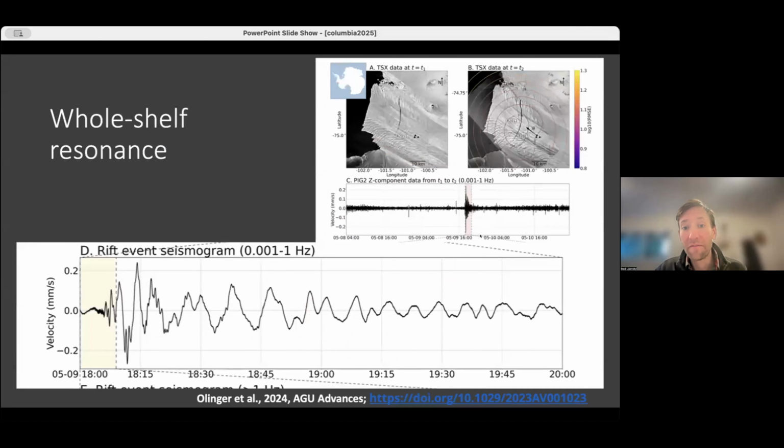And when we zoom in on the exact waveform, we see something that does not look like a normal earthquake waveform. First of all, we see this resonance that lasted for a few hours after the fracturing event.